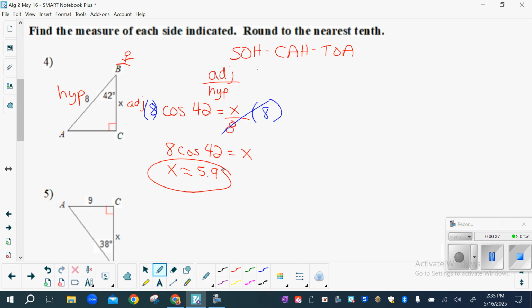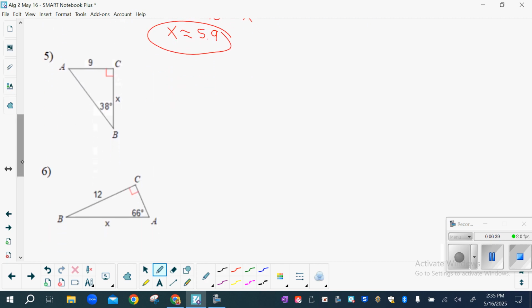Okay, number 5. This time I'm going to call on a group. This group here, Tristan's group: here's our 38 degrees, here's our person. What is x in relationship to the 38? X is going to be adjacent. You guys agree? What about the 9? It's opposite. So we use opposite and adjacent, TOA. So we are going to use tangent. That's right, the TOA, tangent.